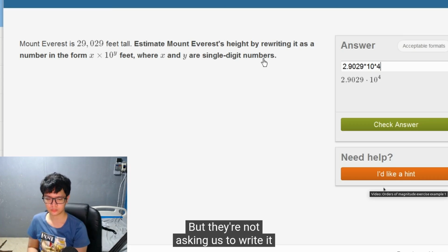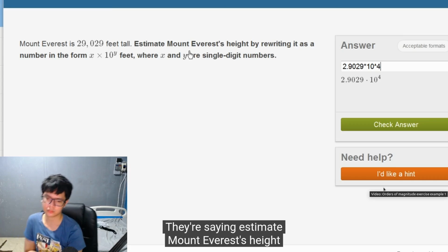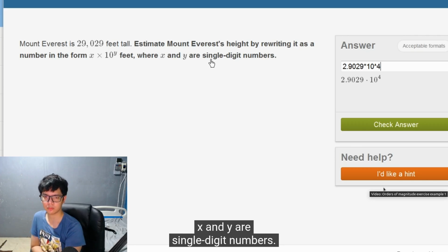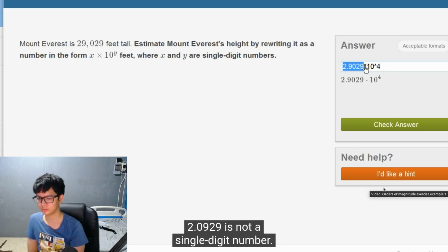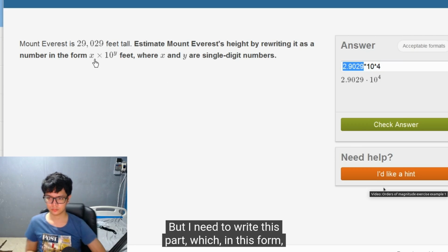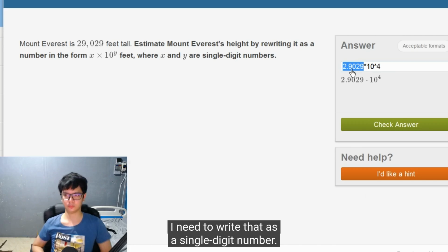But they're not asking us to write it in scientific notation. They're saying estimate Mount Everest's height by writing it in this form where x and y are single-digit numbers. So as I wrote it right over here, 2.9029 is not a single-digit number. 4 is a single-digit number, so at least I got the y part right. But I need to write this part, which in this form would be the x, as a single-digit number.